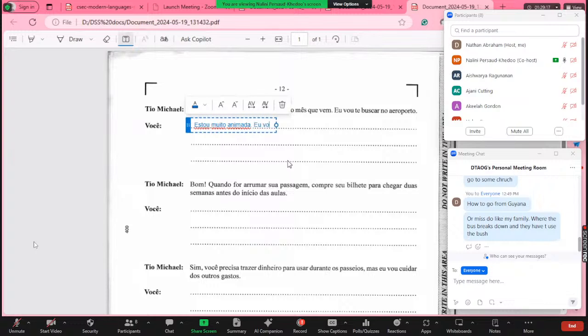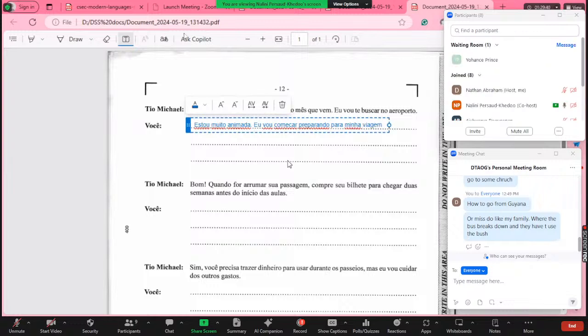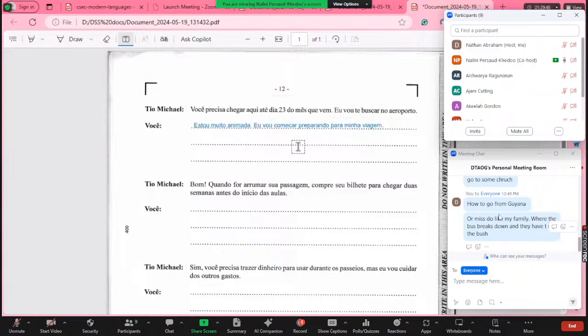Eu vou começar preparando para minha viagem. Get that? I'm very excited. I'm going to begin preparing for my trip. Or I'm going to start preparing for my trip. So basically, preparation would include packing, getting your documents, and the necessary. So you're going to start preparing for your trip.